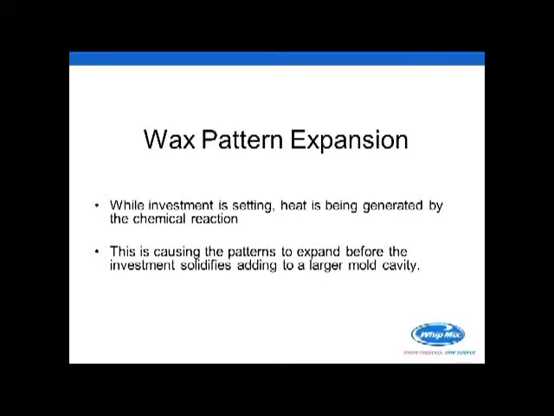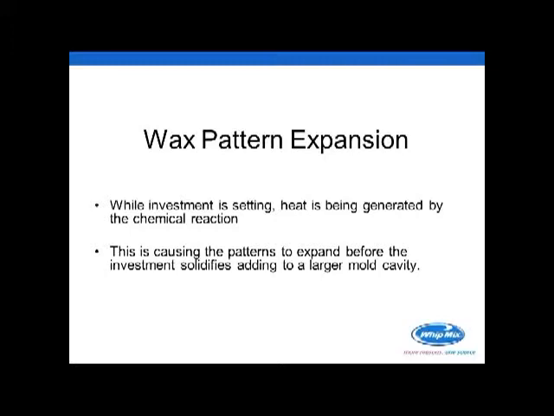While your investment is setting up, it creates an exothermic reaction, and it develops about 180 to 183 degrees Fahrenheit of temperature that comes off of the reaction. Now, you all have witnessed this. You've picked up the rings before. The rings are hot. They got there by themselves. This is that exothermic reaction. As this material is heating up, it transfers heat to the wax pattern also. This transfer takes place before the material hardens. And so the wax expands in soft investment and becomes larger.